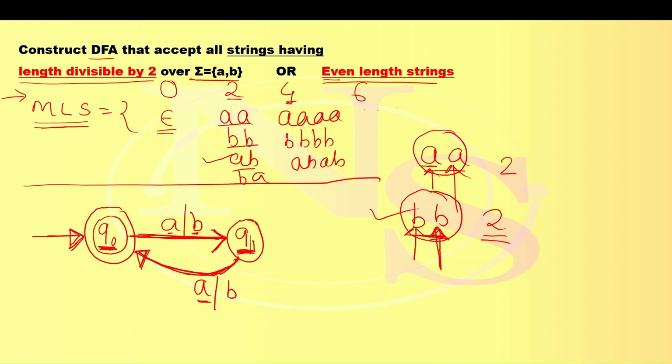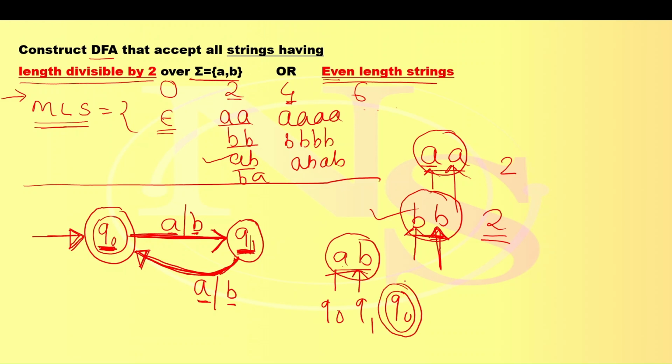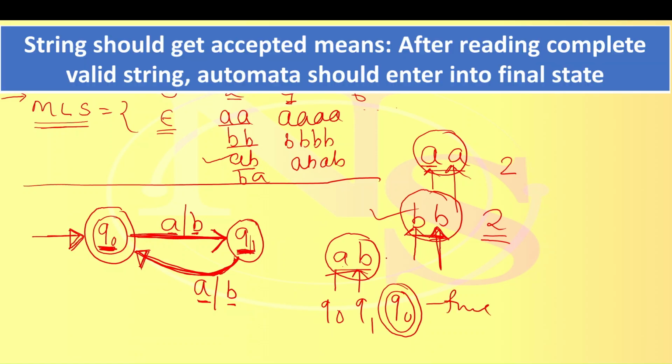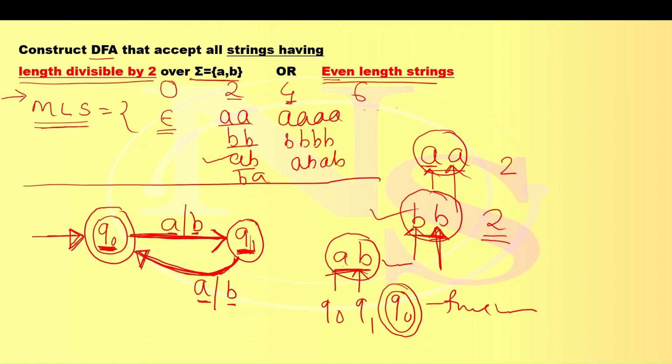If we want to take ab, we can check the DFA for ab also. The first symbol is a. The automaton starts with Q0. Q0 is reading a; there is a transition for a. So Q0 reads a and goes to Q1. Q1 reads the second symbol b; there is a transition for b also. So Q1 reads b and goes to state Q0. Our string is completed. Where is the automaton? It is in state Q0. Q0 is a final state. As the string is completed and the automaton is in a final state, we can say ab is accepted.